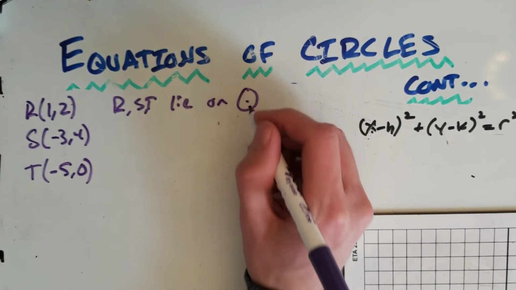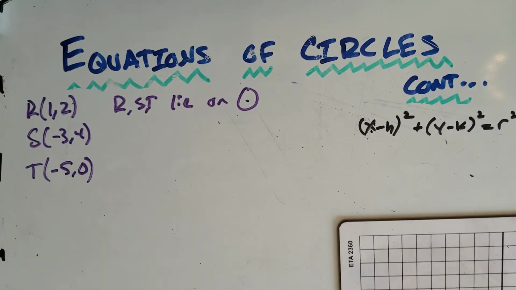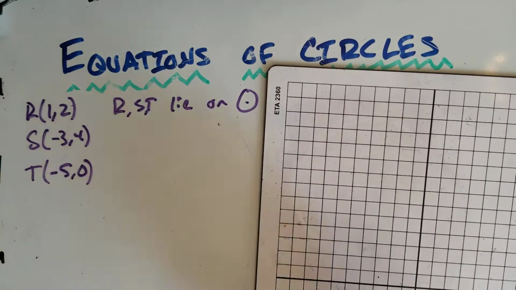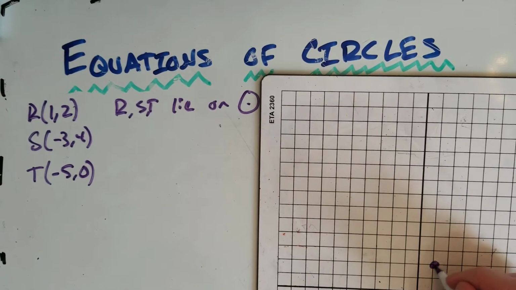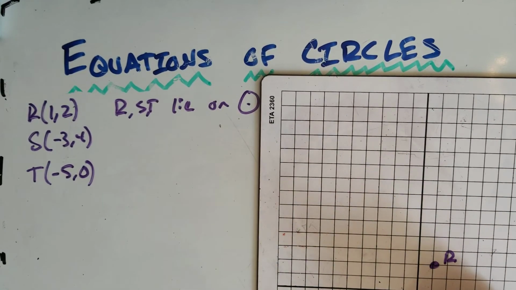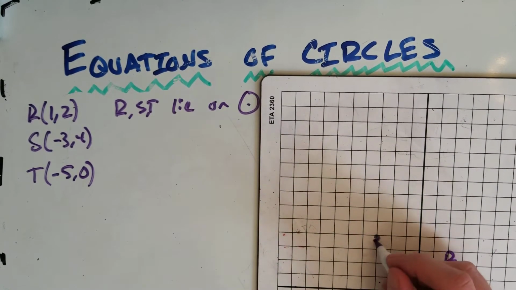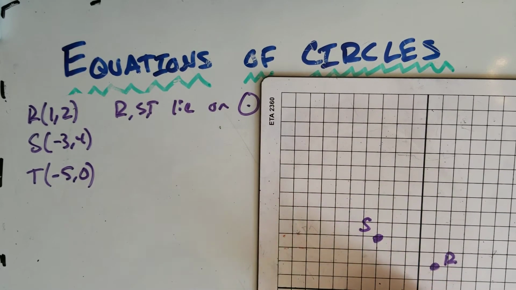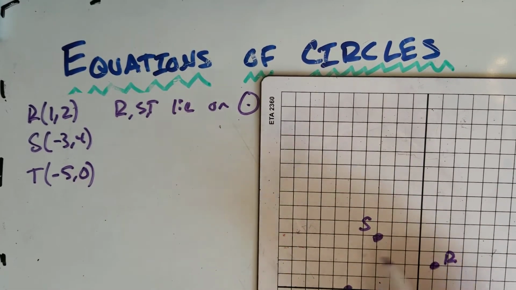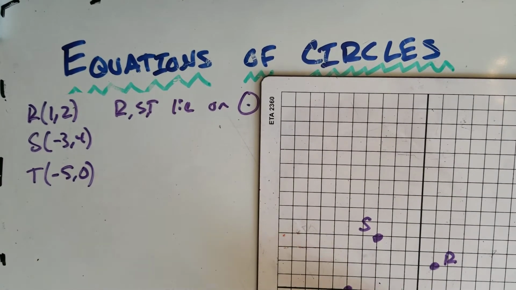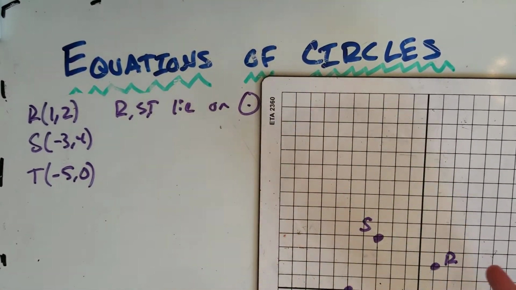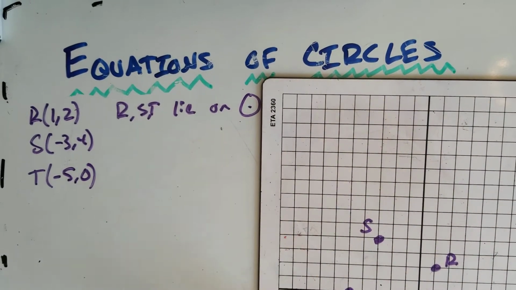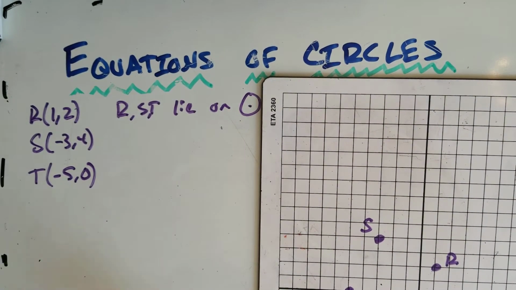So if we look at the graph of these points, we look at 1, 2, that's R. We look at negative 3, 4, that's S. And we look at negative 5, 0, that's T. There's going to be some circle that goes through these 3 points, and we want to get the equation of that circle. So we have points on the circle, but we need the center of the circle, and we need the radius to figure out what the equation is going to look like.